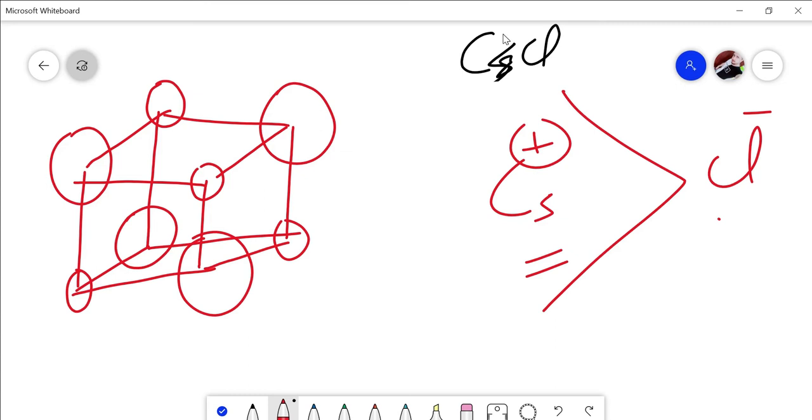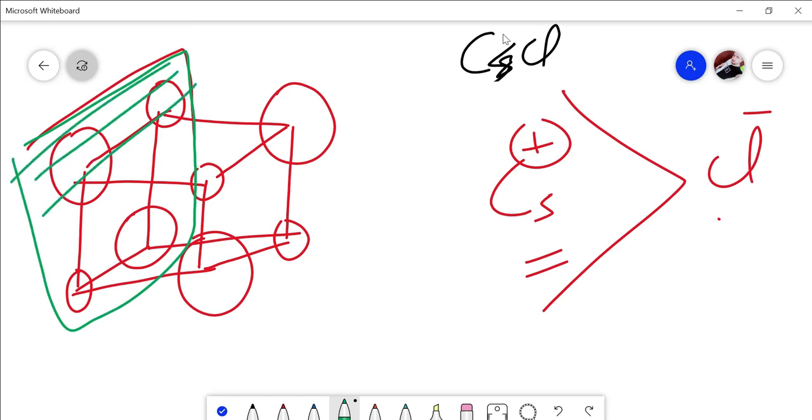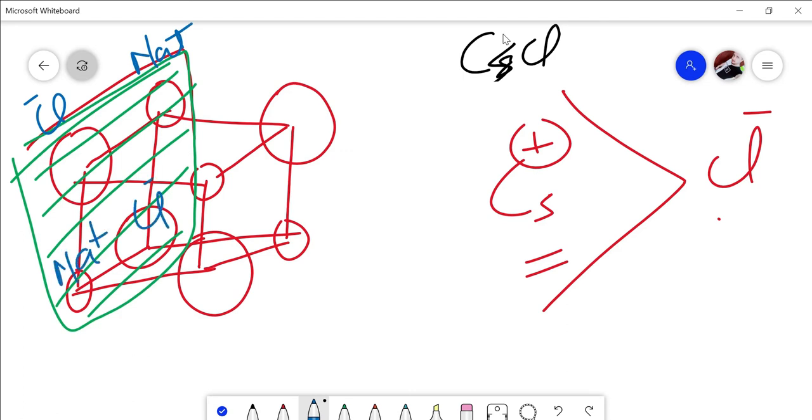By face centered, I mean to say that if you open this box, one wall of the box is containing chloride complete and sodium complete, sodium complete and chloride complete. So if I remove this side, this is the face centered. One face is containing all the ions which are essential for the structure.